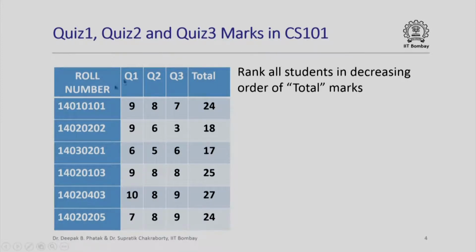So here we have the roll numbers of various students, their marks in 3 different quizzes of CS101, and in this column we have the total marks of each student totaled across the 3 quizzes. Now suppose we want to rank all the students in decreasing order of total marks.